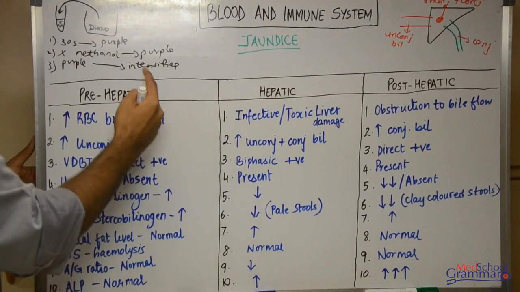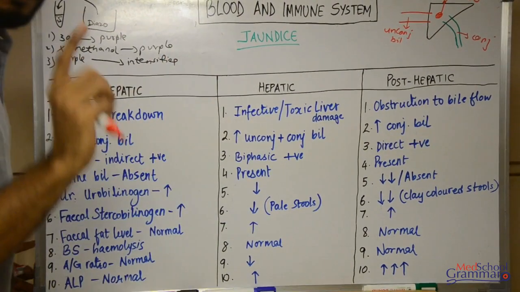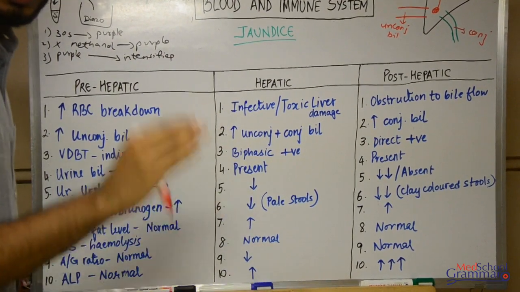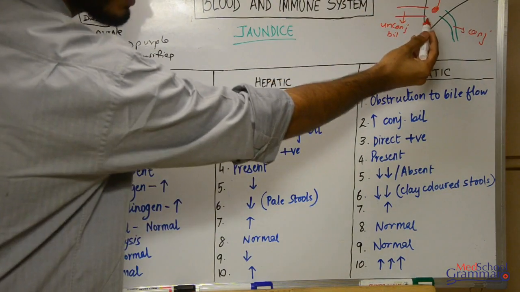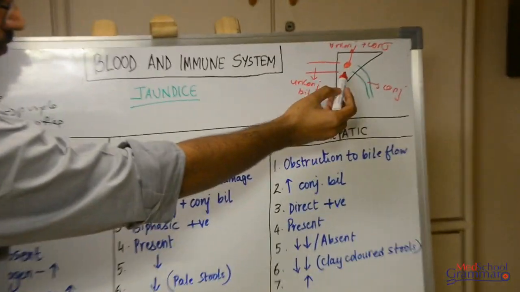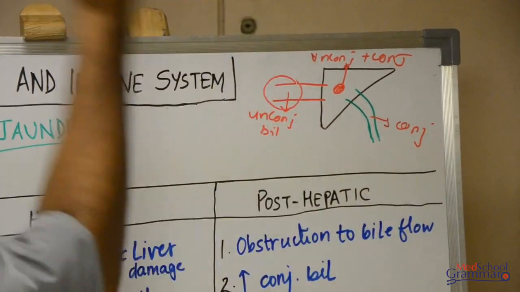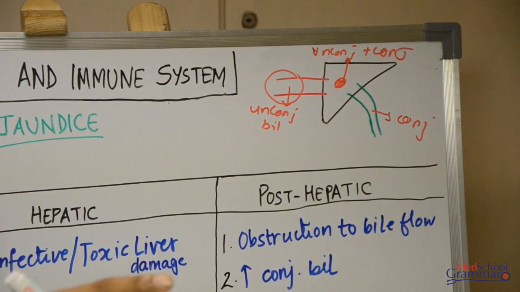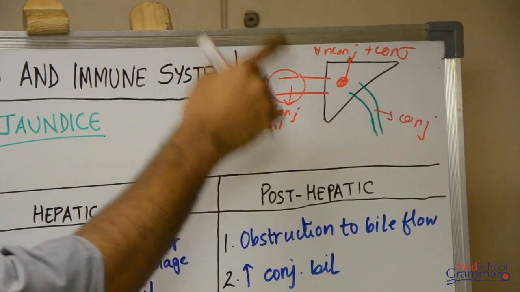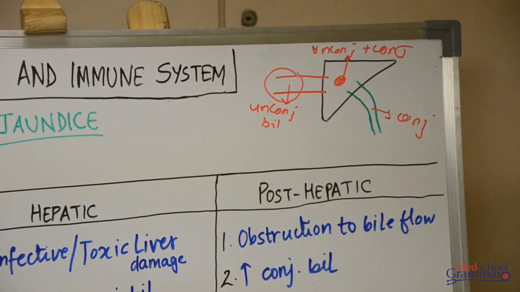Now coming to the different types of jaundice. The different types of jaundice are prehepatic, hepatic and posthepatic. Prehepatic means that the underlying cause of jaundice is before the liver. If you come to this diagram here, we can see that the cause before the liver is blood. Alright, before the liver, what is the cause? Blood, right? So we say that this type of jaundice is prehepatic or hemolytic jaundice.